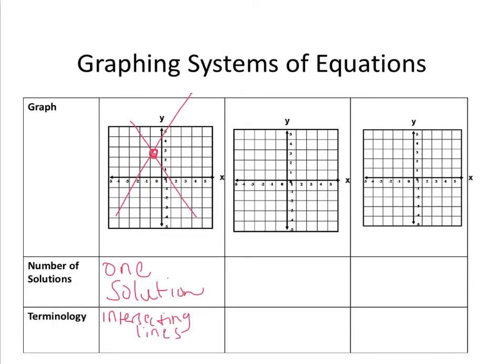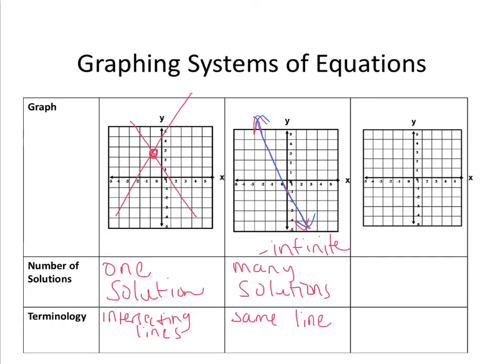The next example would be a graph that is like here, and then the next line is right here exactly on top. I would call this many solutions. Another name for the word many is infinite. This would be considered the same line. In this case, the slope is going to be the same, and so is the y-intercept.